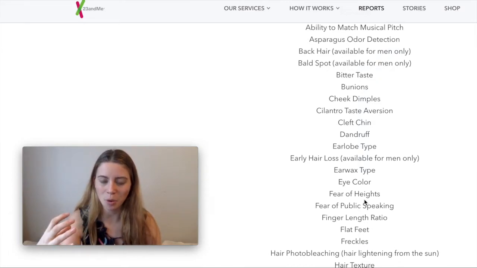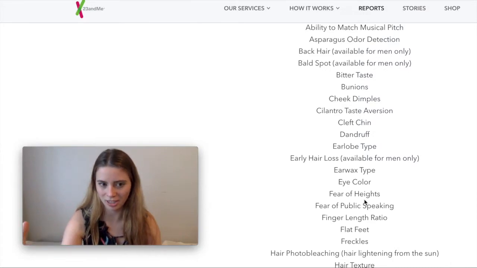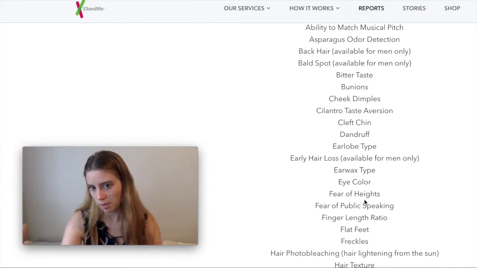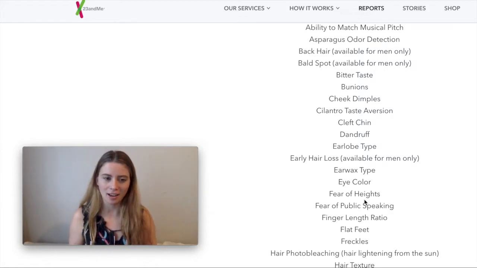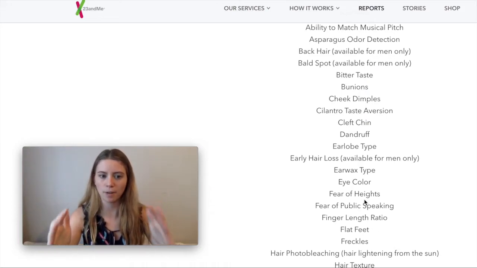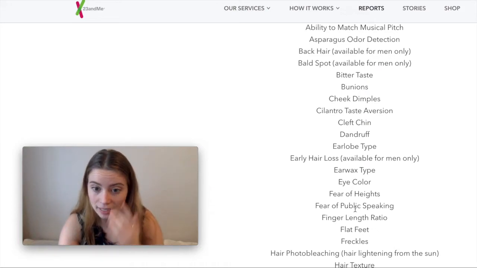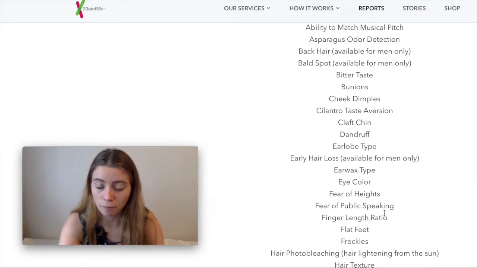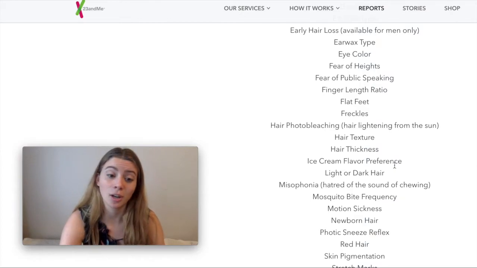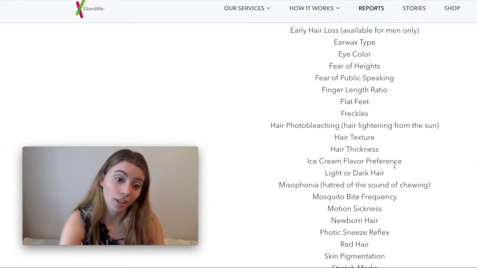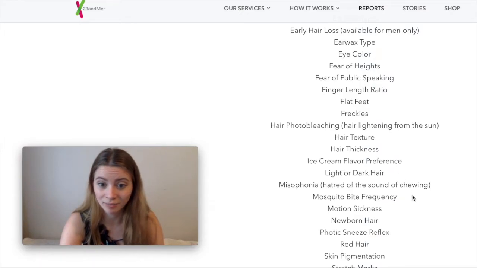And remember, these tests, these traits, mean that you're more likely to be afraid of heights, but with traits like that, it doesn't necessarily mean that if you have those certain genes, you will most definitely be afraid of heights. Same goes for fear of public speaking. Ice cream flavor preference, another interesting one. I wonder what it has to say about my chocolate ice cream flavor preference.